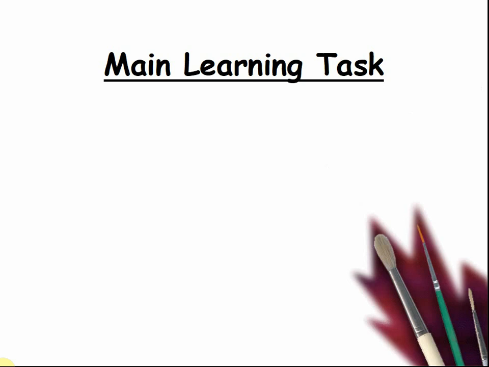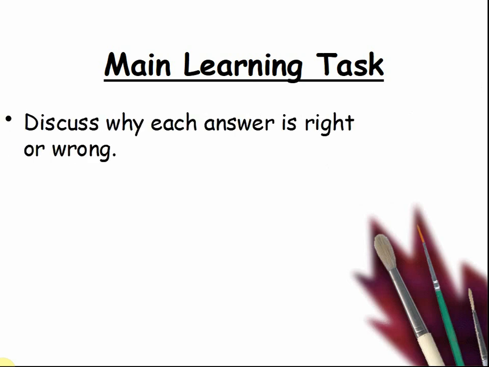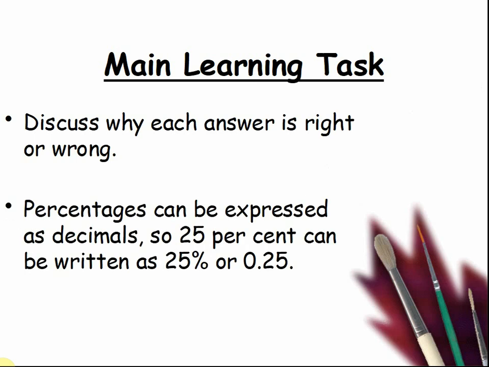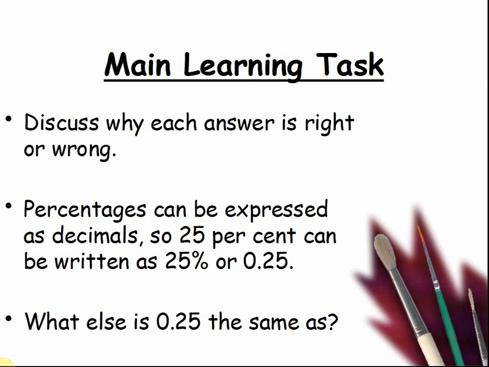Main learning task. Discuss why each answer is right or wrong. Percentages can be expressed as decimals, so 25% can be written as 25% or 0.25. What else is 0.25 the same as? Pause the video and tell your teacher. That's right, it is 1/4.